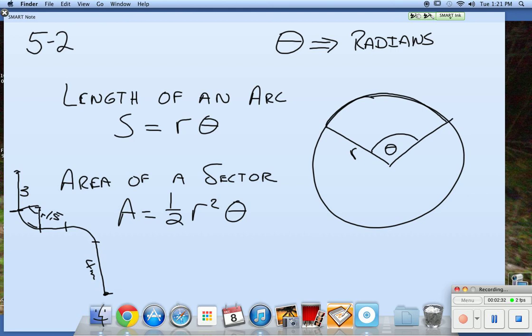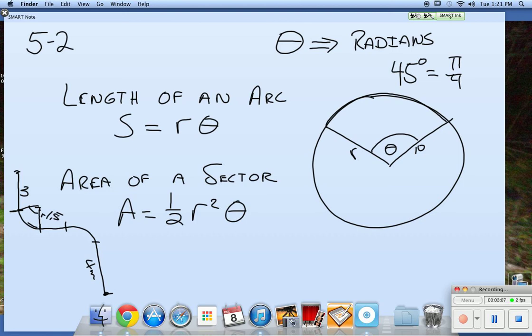What would it be if the arc was 45 degrees? Then we'd have to take theta, and what's theta? If it's 45 degrees, what's the radians of that? Well, it's half of 90, right? We know 90 is pi over 2, so this would be pi over 4. So let's say our radius in this case was 10. We would multiply 10 times pi over 4 to be able to figure it out.